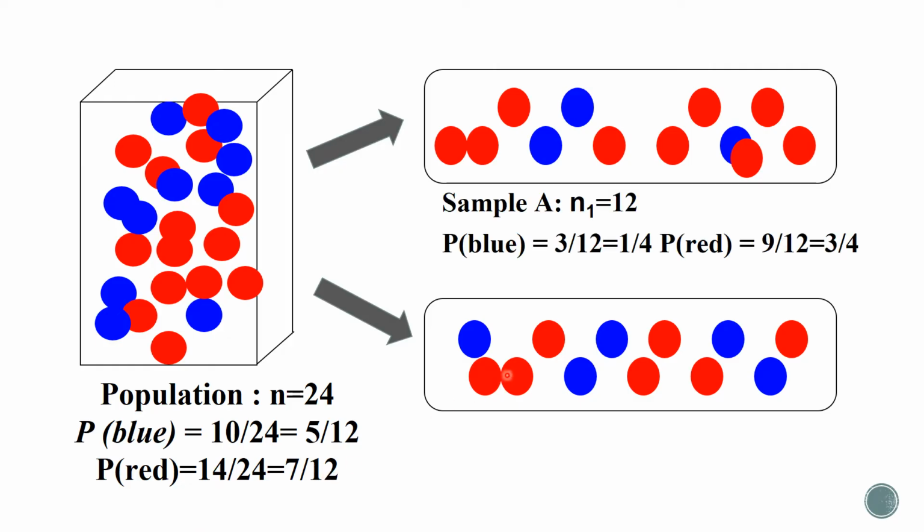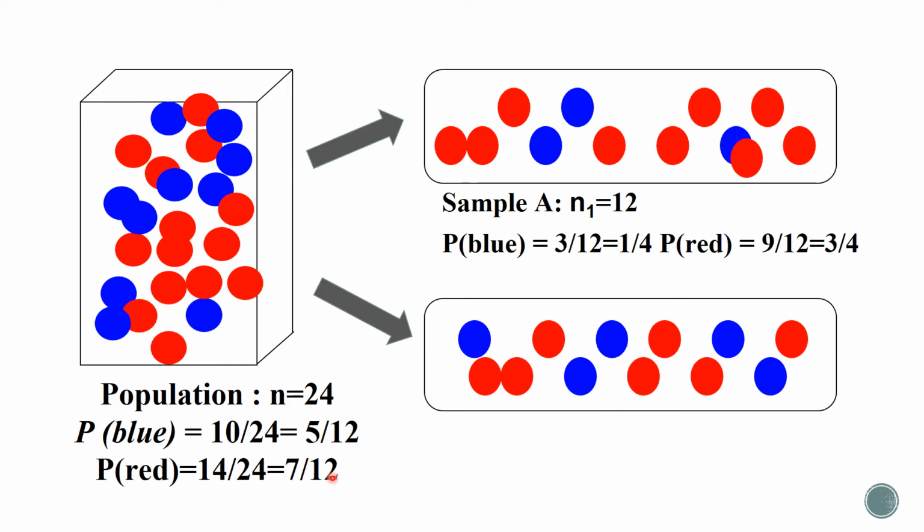Now, with the first sample, sample A, you would realize that the probability of getting a blue ball is 3 on 12. Meanwhile, in the original population, this was 5 on 12. 3 on 12 is equivalent to 1 on 4. Then that of a red ball is 3 on 4. But in the original population, that was 7 on 12.